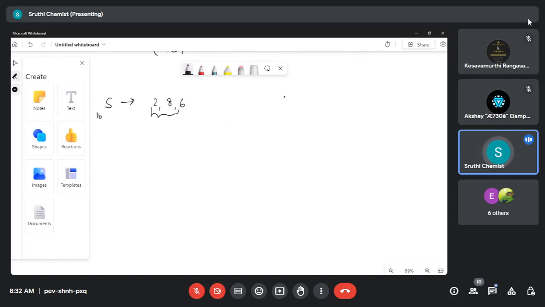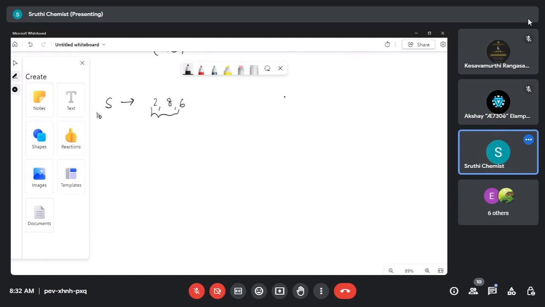So I am placing them in the third orbit. The third orbit can hold a maximum of 18 electrons, but we have only 6 electrons. So we are placing the 6 electrons in the third orbit.